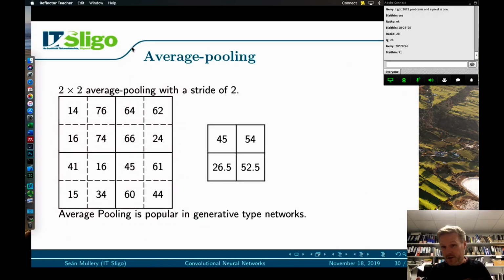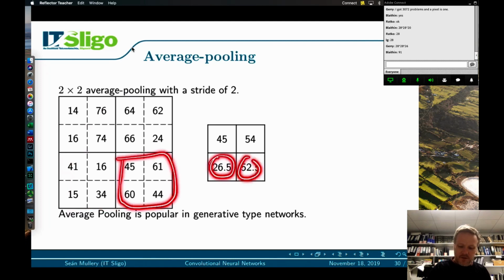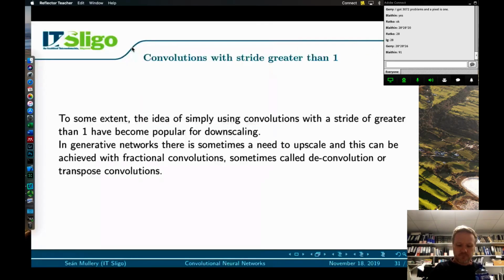Average pooling was used early on in the feed-forward recognition networks, but not used so much anymore. But it is still used in generative networks and so on. So here we have an example where we take the average of those 4 numbers, put it in as 45. The average of these 4 numbers, we put that in as 54. The average of these 4, and we put that in as 26.5, and the average of these, 52.5. Okay, so that's how you would reduce it down. Instead of having a 4x4, which is 16 dimensions, we now have just 2x2, which is 4 dimensions. So that's one way of doing this dimensionality reduction.